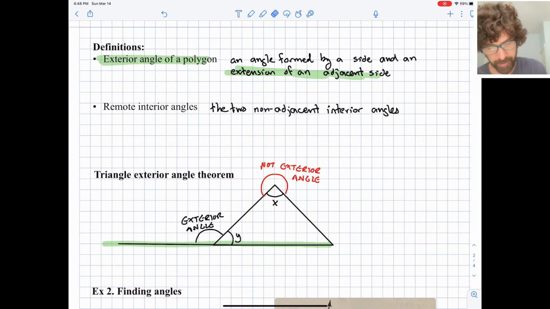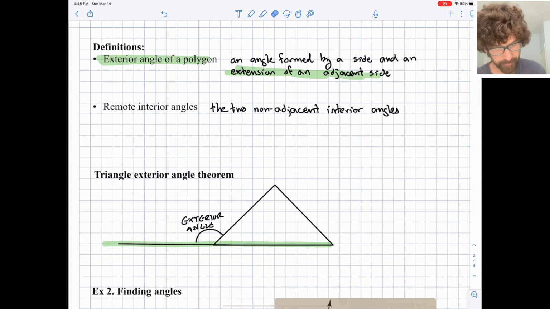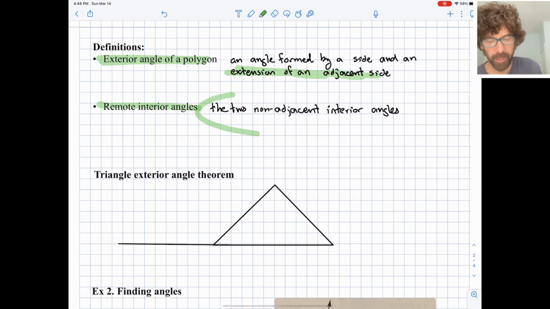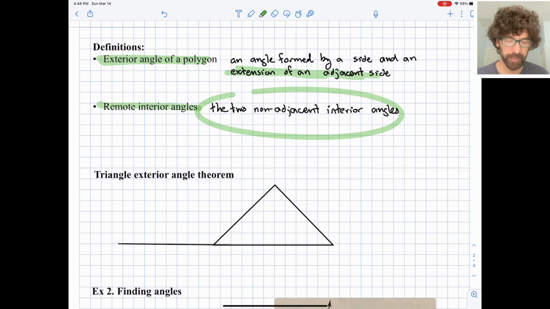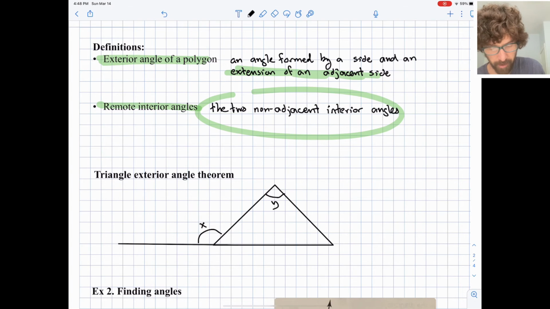All right, let me clean up that picture because we'll need it a little bit later for something else. But that's what an exterior angle is. And then remote interior angles are the two non-adjacent interior angles to the exterior angle. So if we have this as angle X, for example, that's our exterior angle. These two angles, maybe Y and Z, are the two remote interior angles.